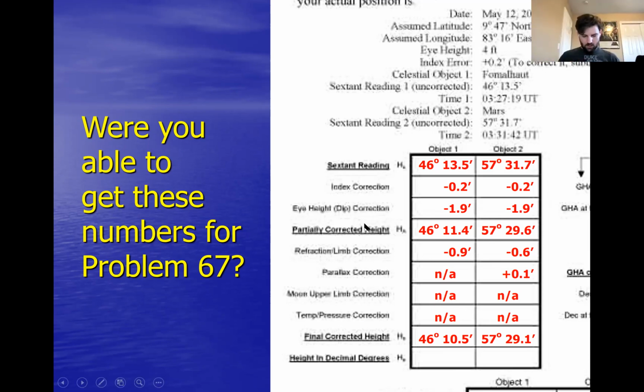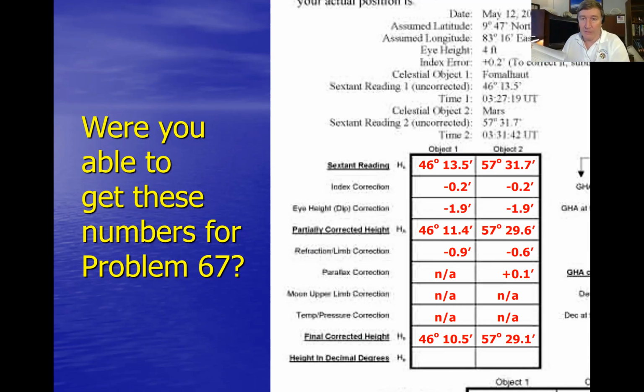I was slightly off because of parallax correction. Where do you find that in the charts? I had that same issue with problem 68 as well, but that was the one thing I couldn't figure out how to find. Well, for the planets, it's pretty easy. For the moon, it's a little complicated.